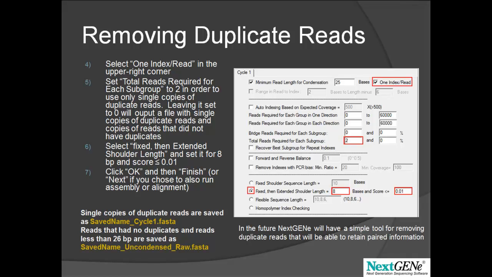The single reads representing duplicates are saved in a cycle1.fasta file. Reads that were less than 26 base pair and single reads, if the total read setting was set to 2, are saved in an uncondensed _raw.fasta file. If alignment is performed in the same project, the cycle1.fasta file will be used as a sample. This file should be loaded as a sample in any subsequent projects. Reads that are used in the analysis, usually duplicate reads before removing duplicate reads, are saved as condensed _raw.fasta.